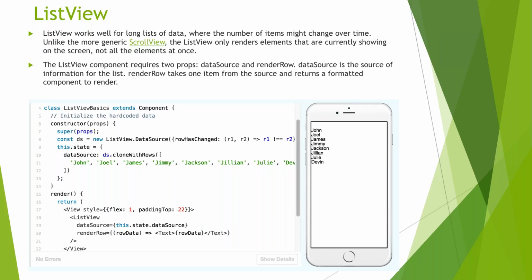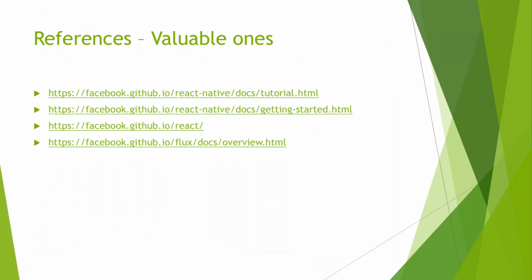So if your data source has 10 objects, your render row will be called 10 times. Okay, and it will only render for those many objects that are visible on the screen. So this concludes your list view.